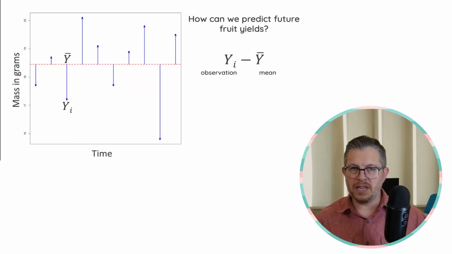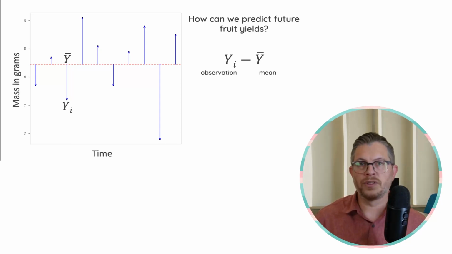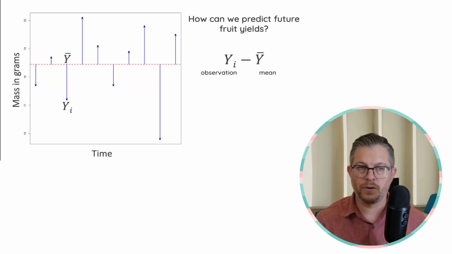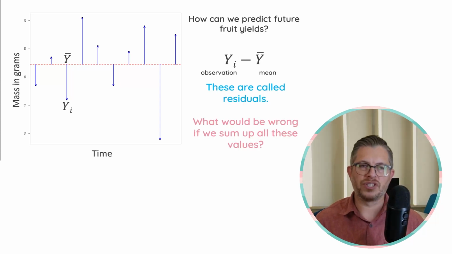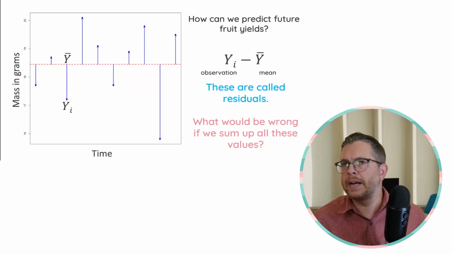So we just take the mean, the observation, we subtract the mean, and that gives us our residual. And the farther that number is from 0, well, then the greater amount of variation we have for it. What would be wrong if we just sum up all these values? If we were to calculate the difference between observation and mean for all 10, add them together, we get a value. What's problematic about doing that?